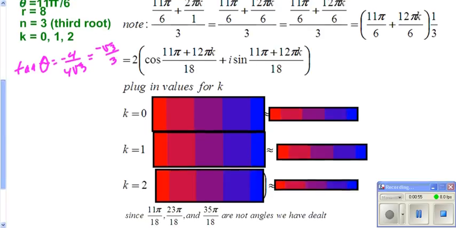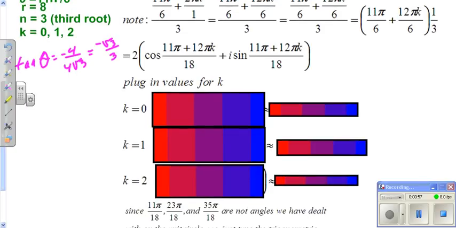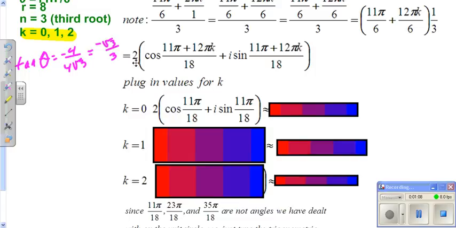Now all we want to do is go ahead and plug in our different values of k, which are right here. So we're going to start out by plugging in 0. Plug in 0 here. The 12 pi times 0 would drop out. And so you'd still have your 2 in front. You get 11 pi over 18, and then minus sine of 11 pi over 18. That's your answer in trig form.